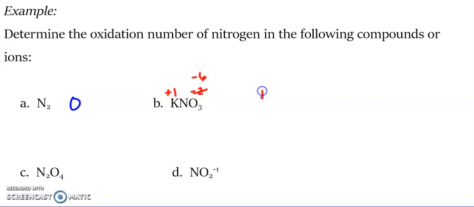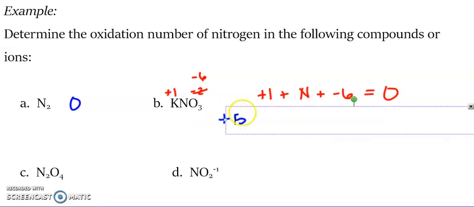So I got to think about this. I have +1, I have my nitrogen, and I have a -6. And they're going to add up to the charge of the whole thing, which is 0. So what would my nitrogen have to be? Well, my nitrogen would then have to be a +5. So we're just kind of solving the puzzle, figuring out what's missing.